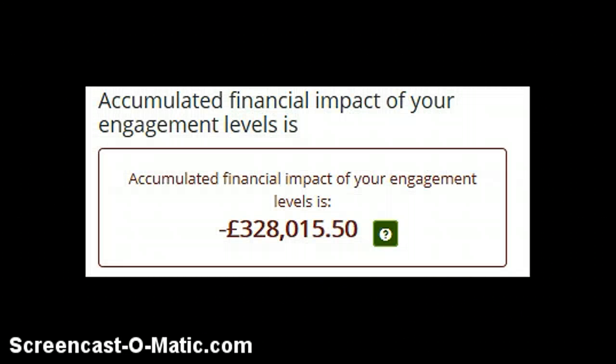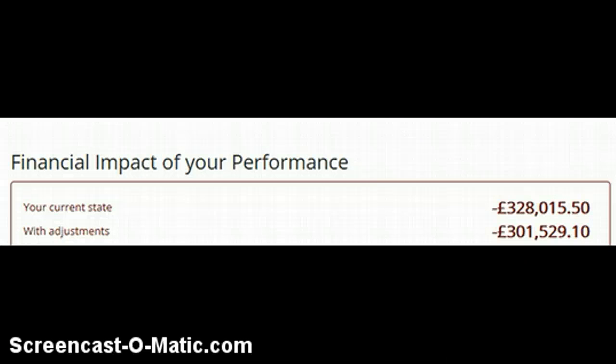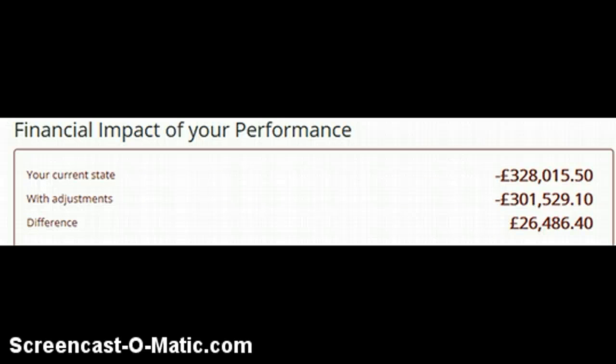Remember, we were losing £328,000. We have made with you some really positive changes in the organisation. With these changes, we've seen that it's now just over £300,000 of impact financially on your business. That means we've saved your business £26,500. That's only with a 10% increase in engagement levels.